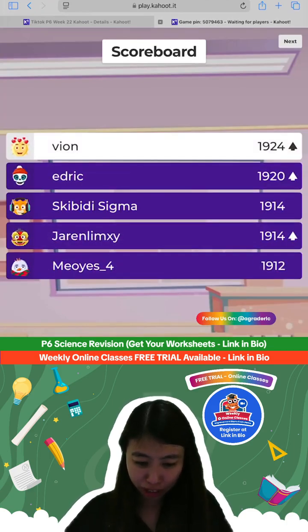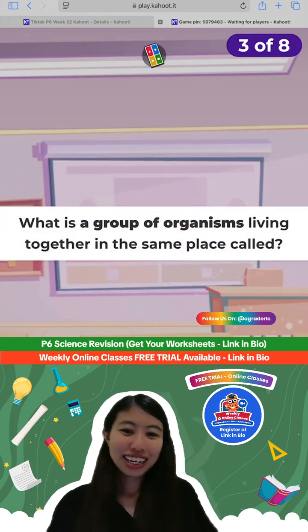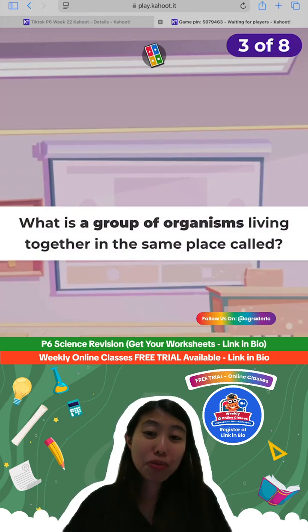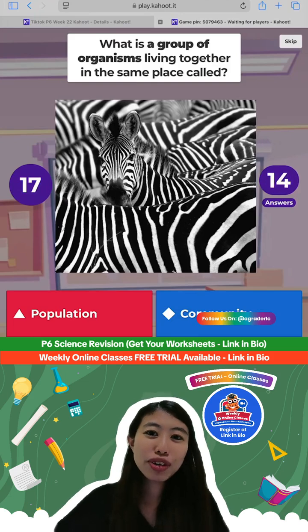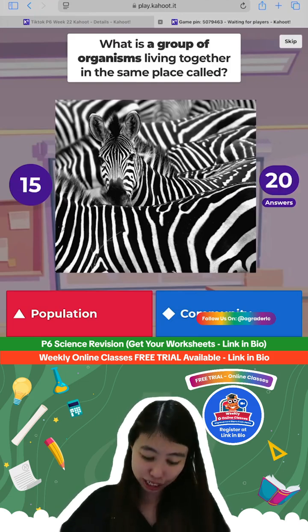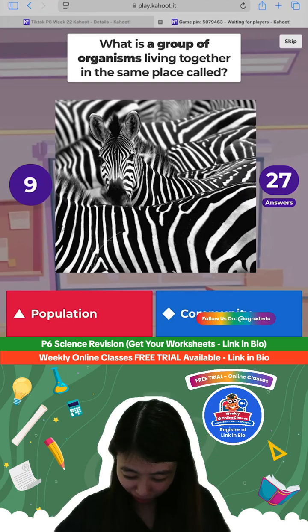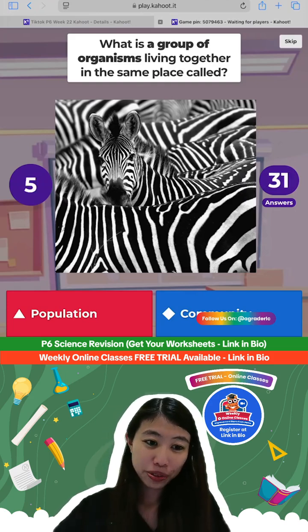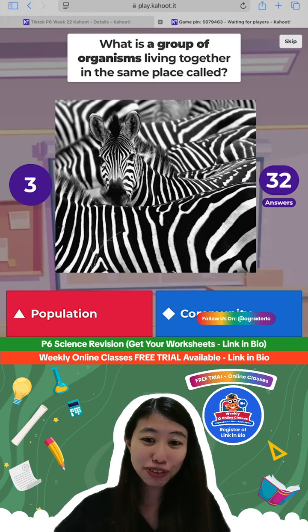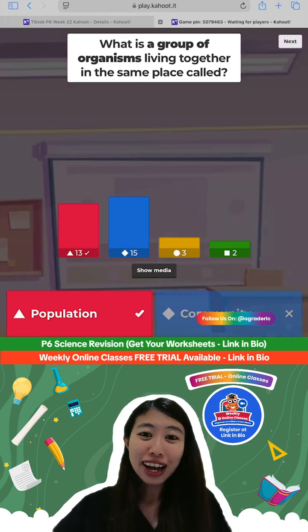Maybe must press faster. A group of organisms living together in the same place is called a group of organisms. This is the topic on living together, food chain and food web.